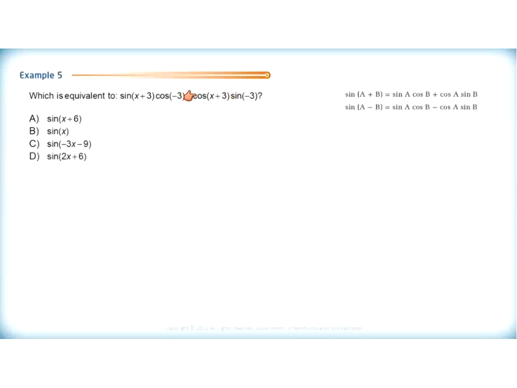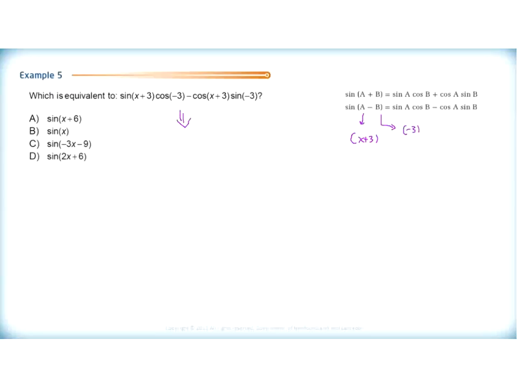But I would have a subtraction sign between the product here and the product here. So over here, which one of these have a subtraction sign between them? And it's this one here. So I can rewrite this expression using the sine of a subtract b. But rather than a, of course, I've got x plus 3, and rather than b, I have a negative 3.